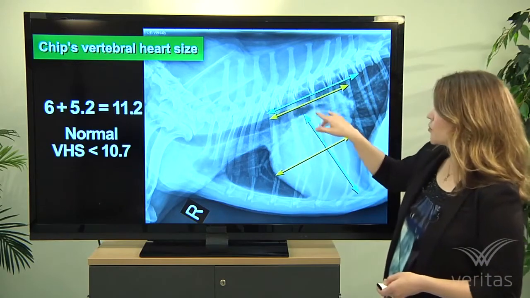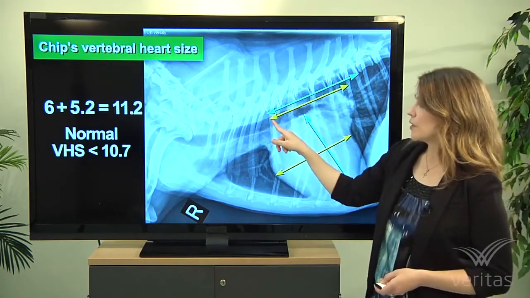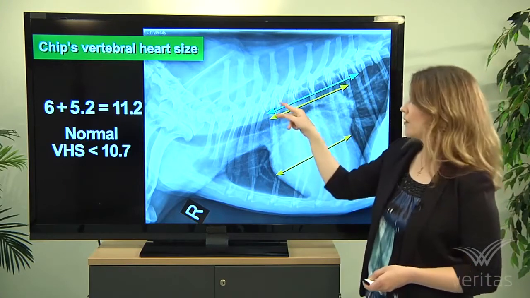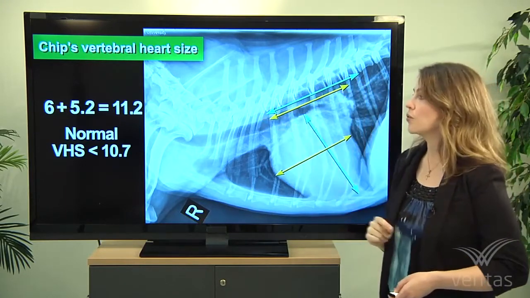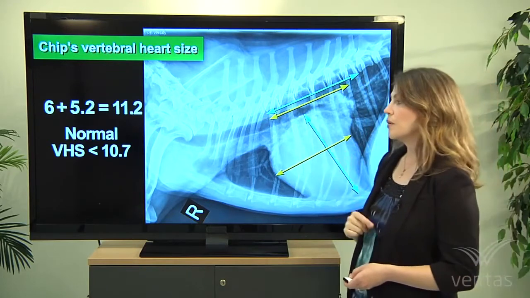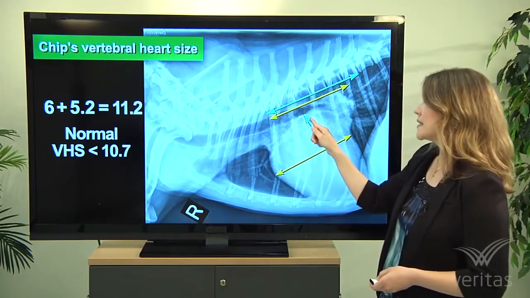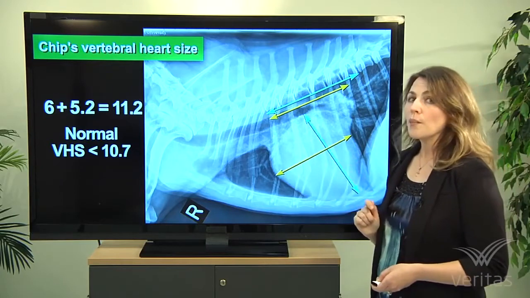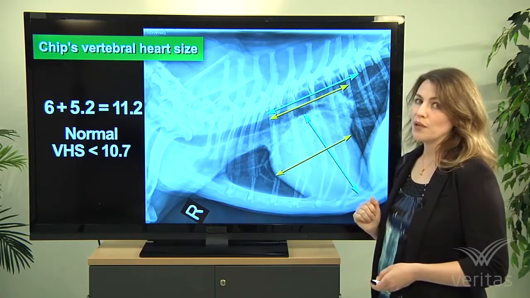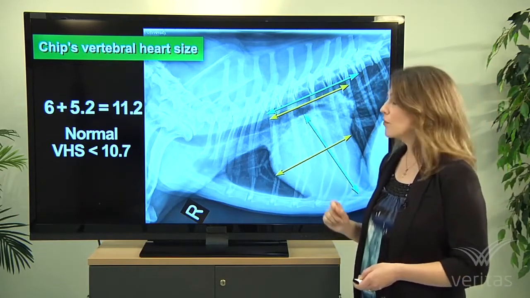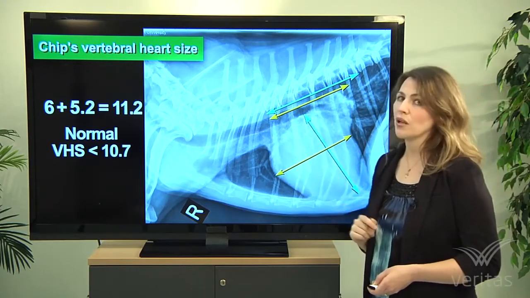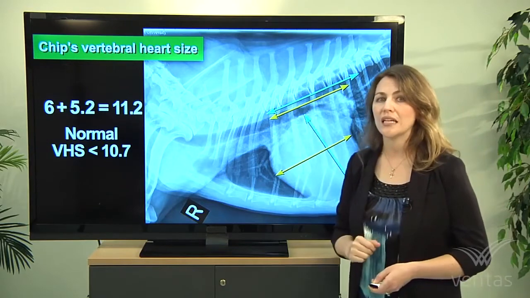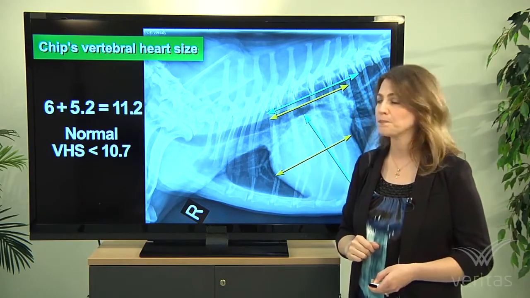When you take these two measurements together, remember you're always starting at the beginning of the 4th vertebral body and counting both measurements down here, and you get these two and combine them to get a total number. Now for this dog, what's really important for Chip is that this number is bigger than normal, but also I knew his heart was big for a couple of things that we looked at before, which is that he has left atrial enlargement and he has dorsal deviation of his trachea. So you just put it all together to get an assessment of heart size.